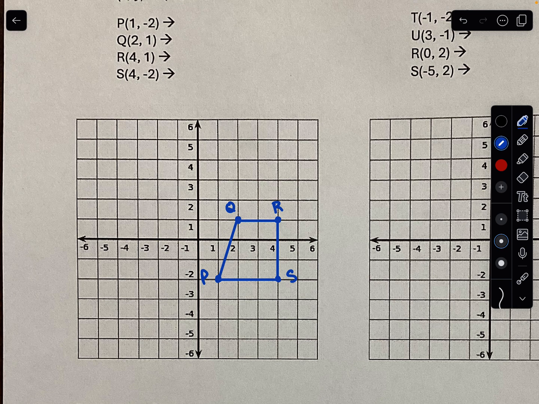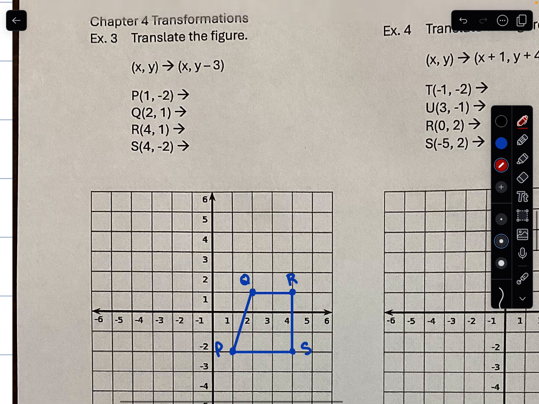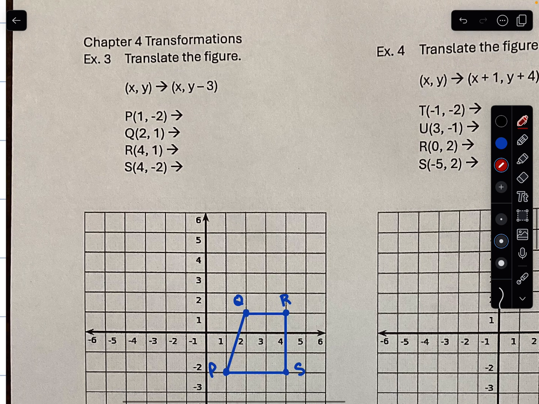Okay, so here we have our pre-image. Now we're going to graph and translate our new image. How do I find my new ordered pair? X is you don't move. So X stays the same. So for P, we're going to write P prime.